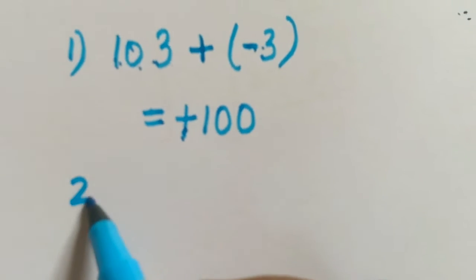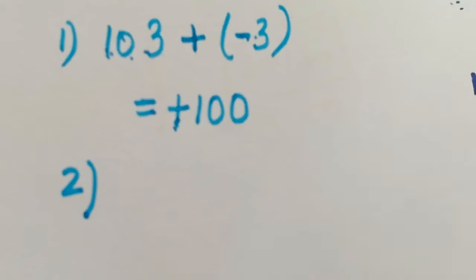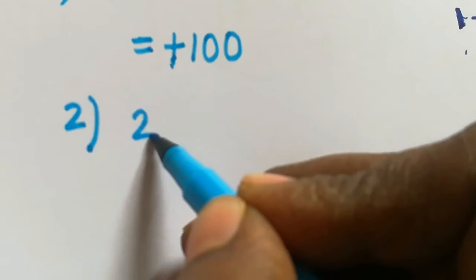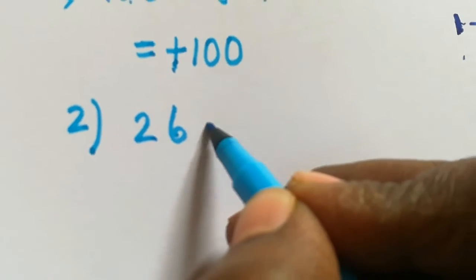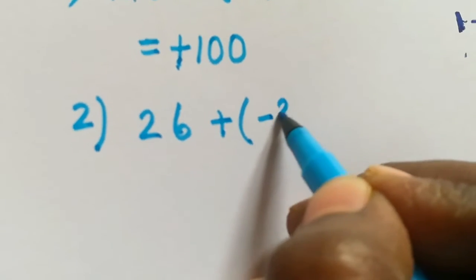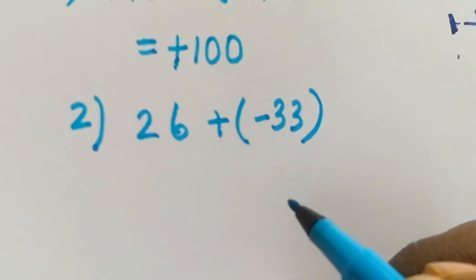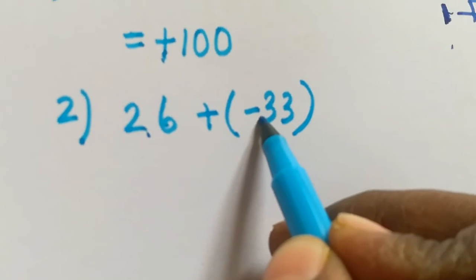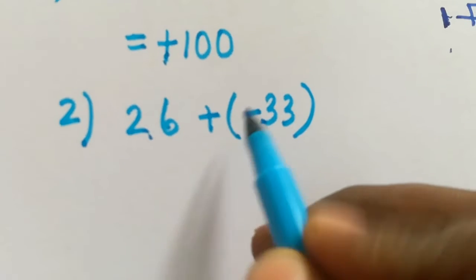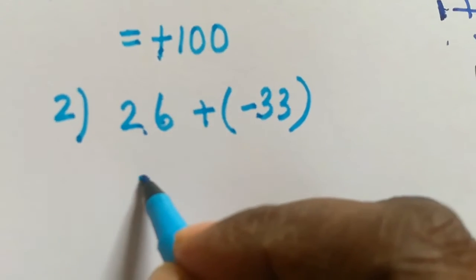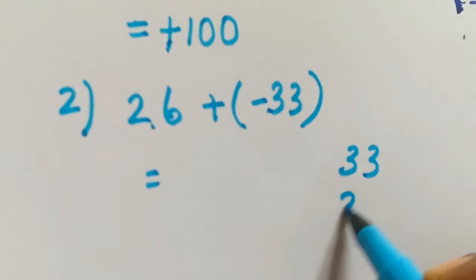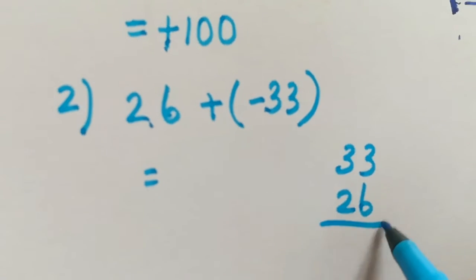Okay. See, for a second example, 26 plus minus 33. Okay, you are going to add a positive and a negative number. Positive and a negative number means you have to do subtraction only, isn't it? So you have to subtract 26 from 33. So what do you get?